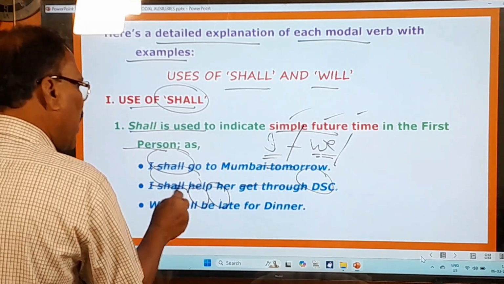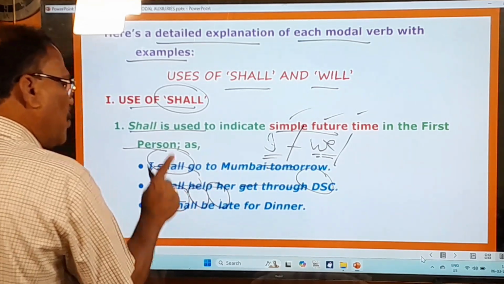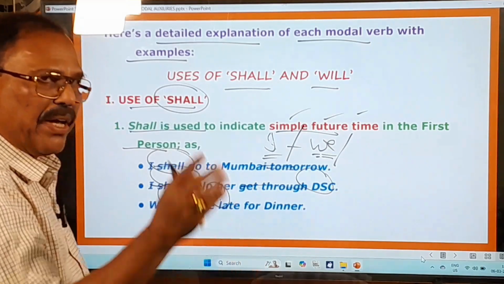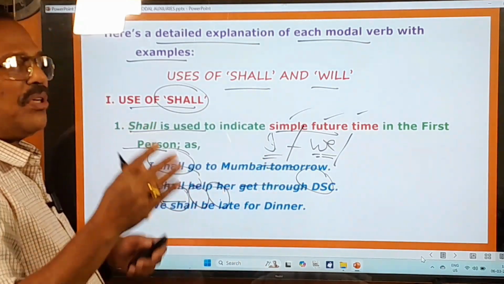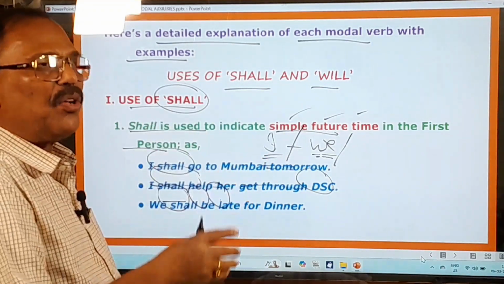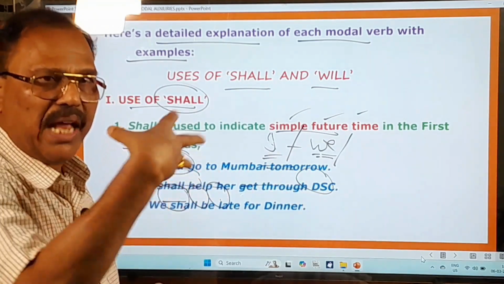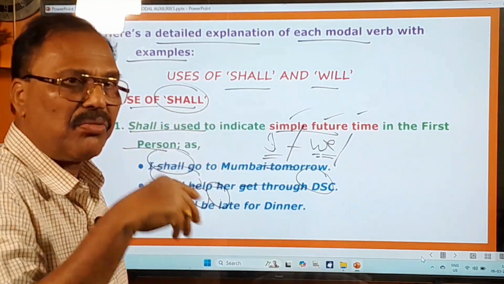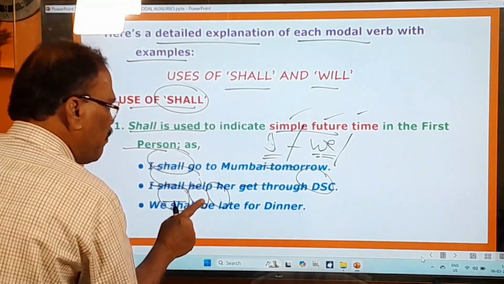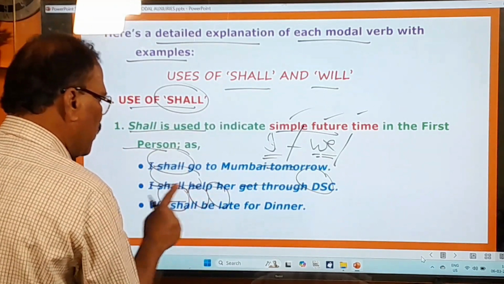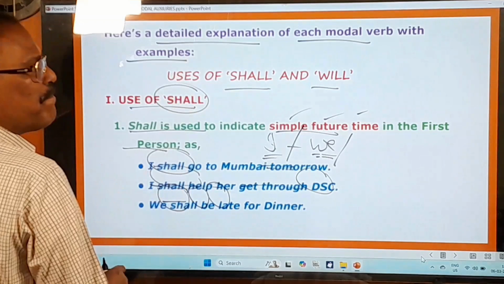That means beside this modal auxiliary, you must use either a base form verb. And if you are not going to use the base form verb, if you want to use a noun or an adjective or an adverb, whatever may be, then you must take the help of this be, then you must make use of this one. So we shall be late.